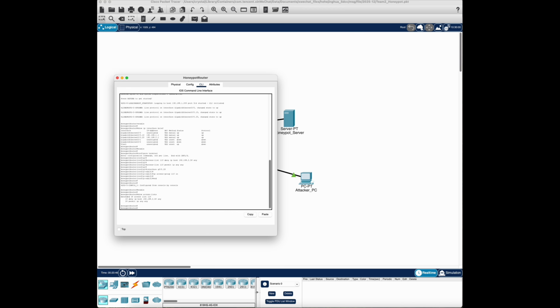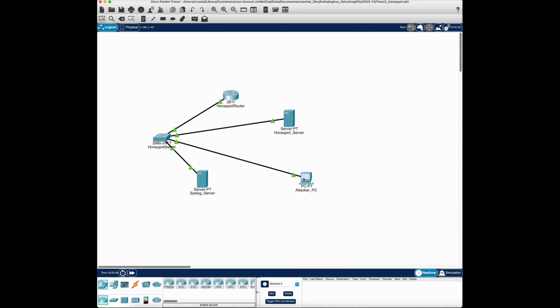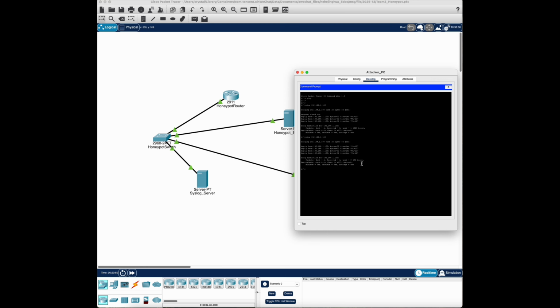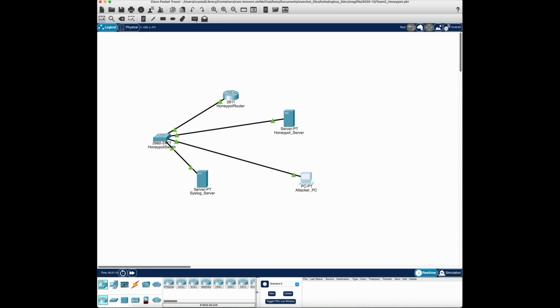Now the attacker attempts to reach the honeypot again, but this time the router should block the traffic. As shown here, the result is destination host unreachable. This indicates that the router is actively blocking the traffic, making the honeypot unreachable from the attacker network. This confirms that our automatic blocking mechanism is functioning correctly.